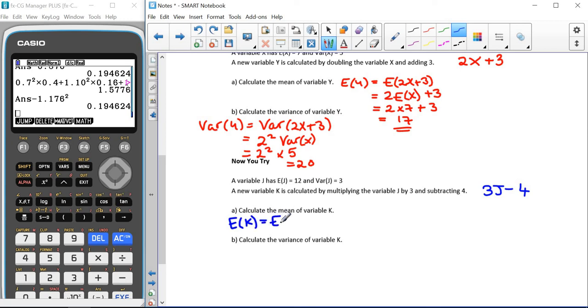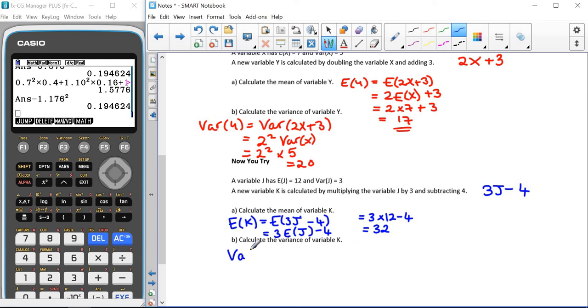the expectation of k is the expectation of 3j minus 4, which using our formulas at the top is 3 times the expectation of j minus 4. We already know that the expectation of j is 12, which gives us 3 times 12 minus 4, so 36 minus 4 gives us 32.